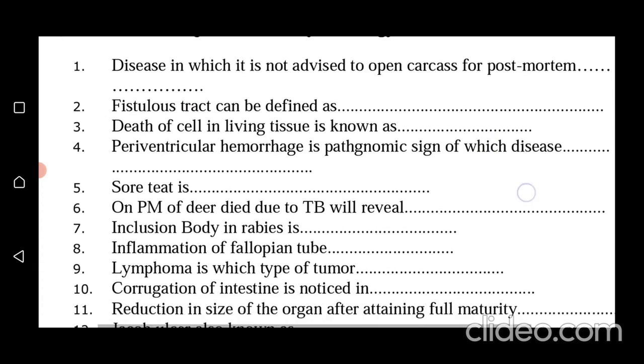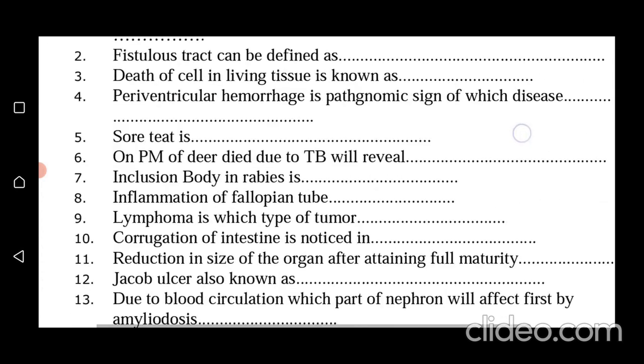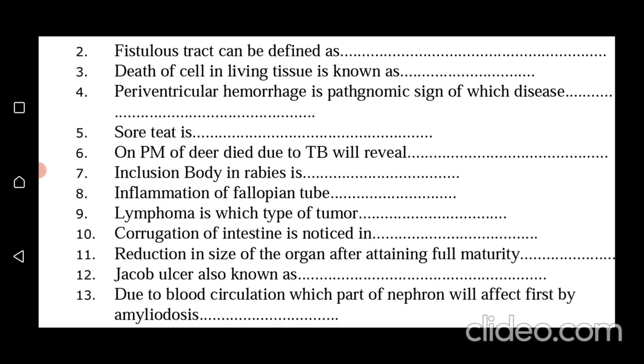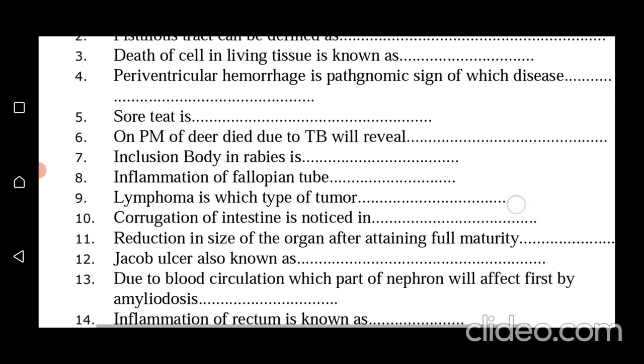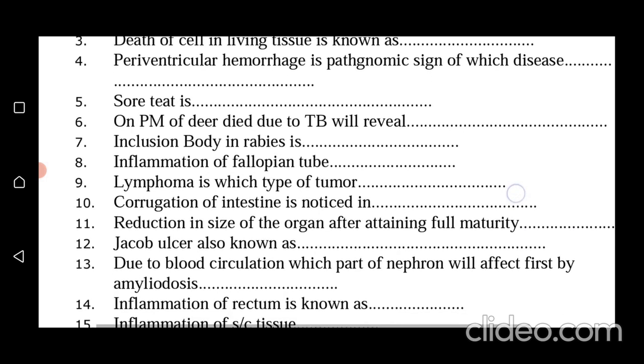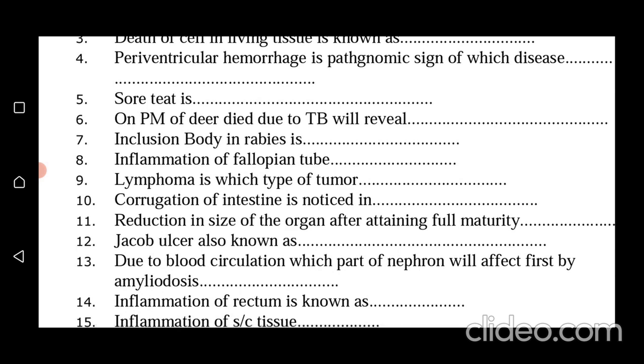Corrugation of intestine is noticed in Johne's disease. Reduction in size of the organ after attaining full maturity is atrophy. Jacob ulcer is also known as rodent ulcer. Due to blood circulation, which part of nephron will be affected first by amyloidosis? Glomerulus.